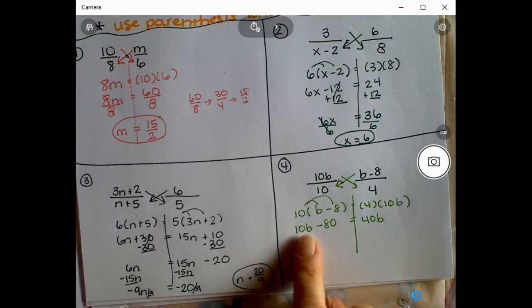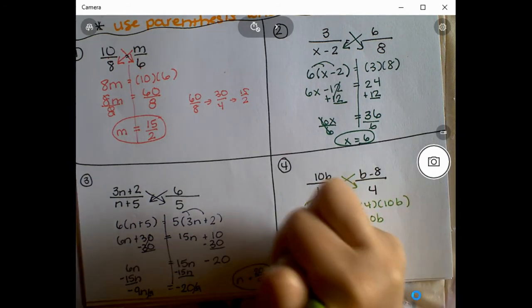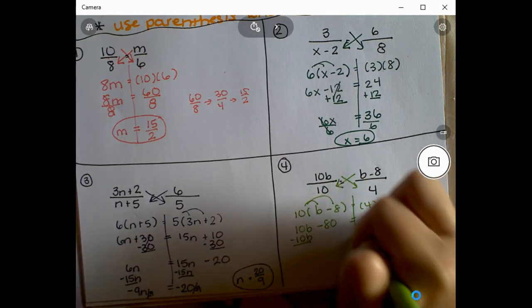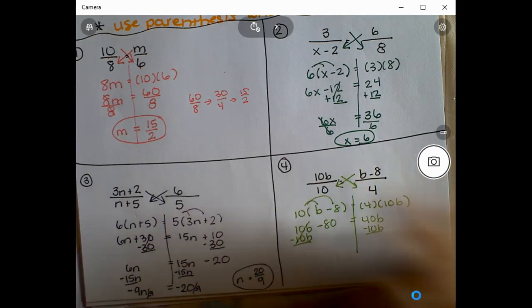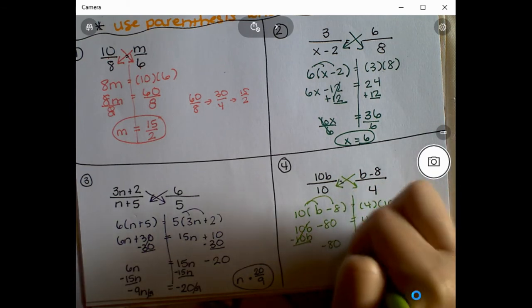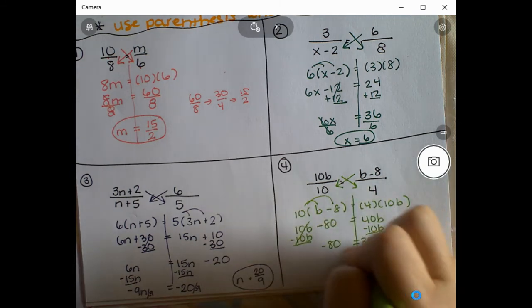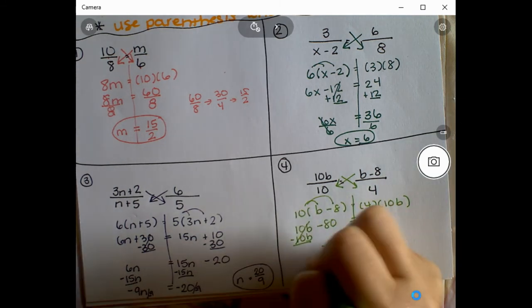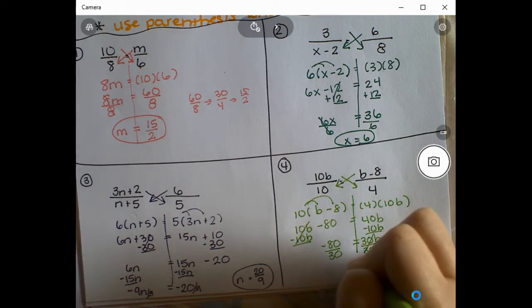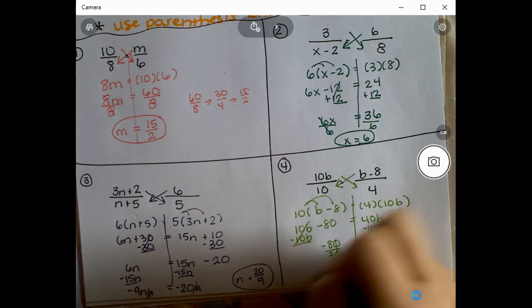Now we have some b's on each side, but no other constant. So I'm going to subtract 10b from each side to keep the b's together. So negative 80 equals 30b. And the last step, we're going to divide both sides by 30 to get b alone. And that equals negative 8 over 3.